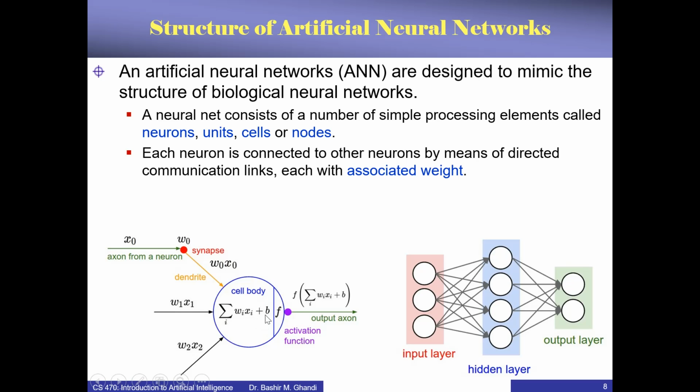Plus a certain bias is also added. We shall see the importance of bias later. And this overall sum is then passed through a function which is called the activation function. That activation function will produce a certain value which is then output to other neurons. So you can imagine, therefore, this output link is like the axon that we have in the biological neuron.